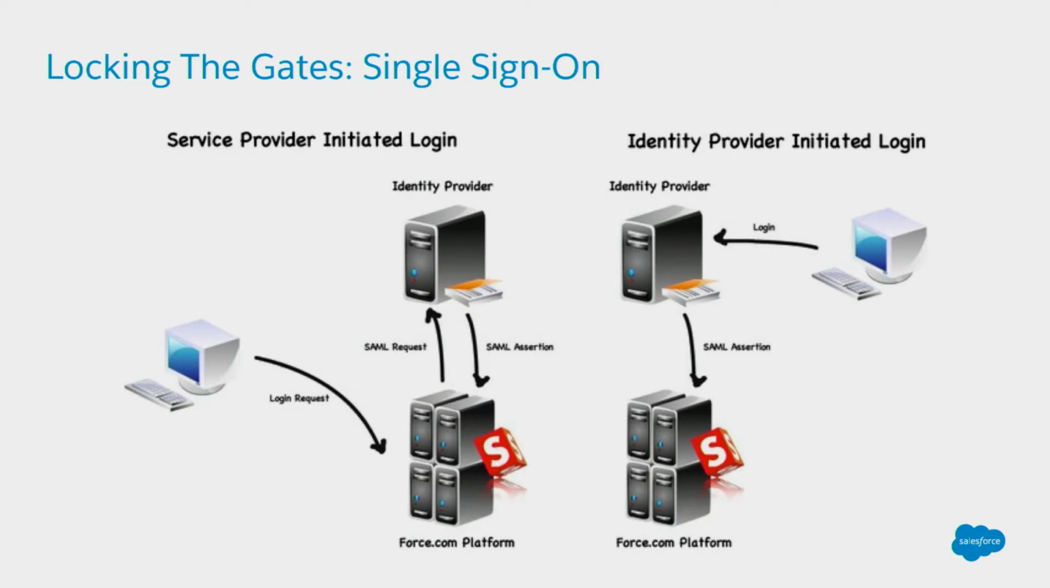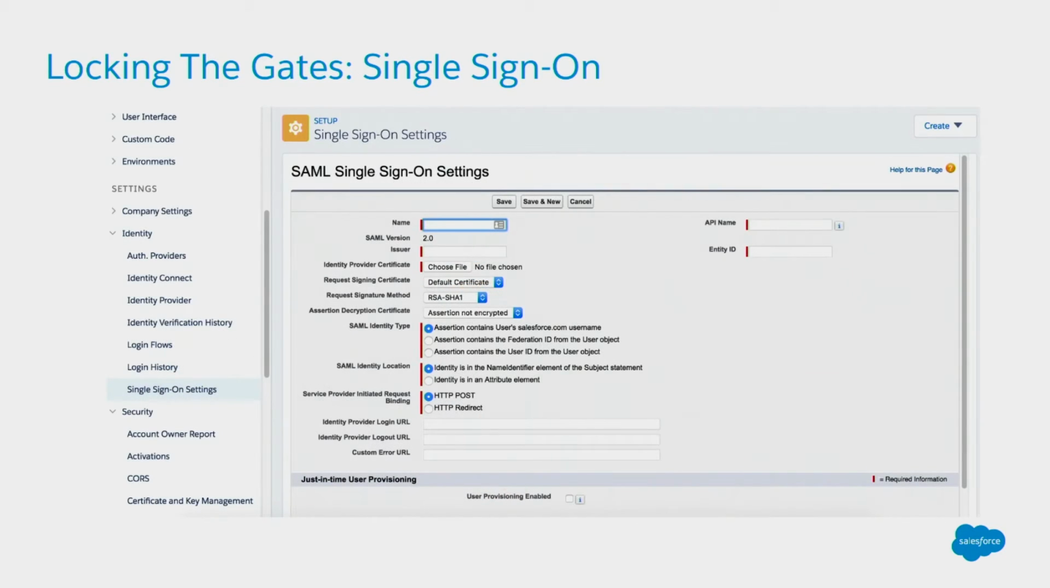Or the user can first go to the identity provider, right-hand side diagram, and then they click on the icon for the Salesforce org, and the SAML assertion will be sent from the identity provider to the Salesforce org, and the user will be automatically logged in. They don't need to remember passwords for all the applications, or at least the Salesforce org, because we support this today. These are the configurations.